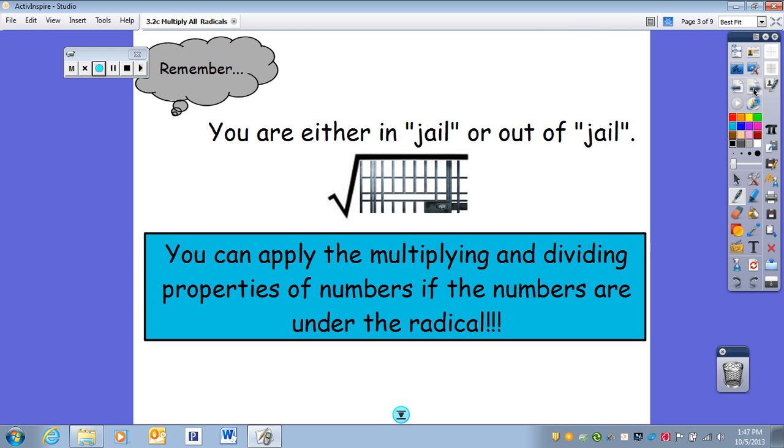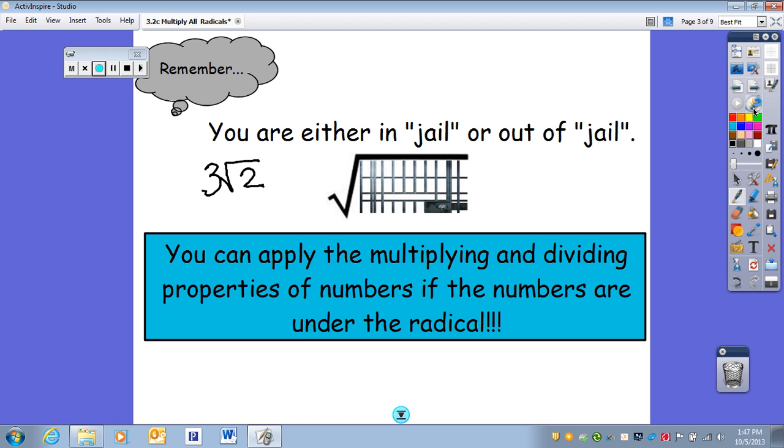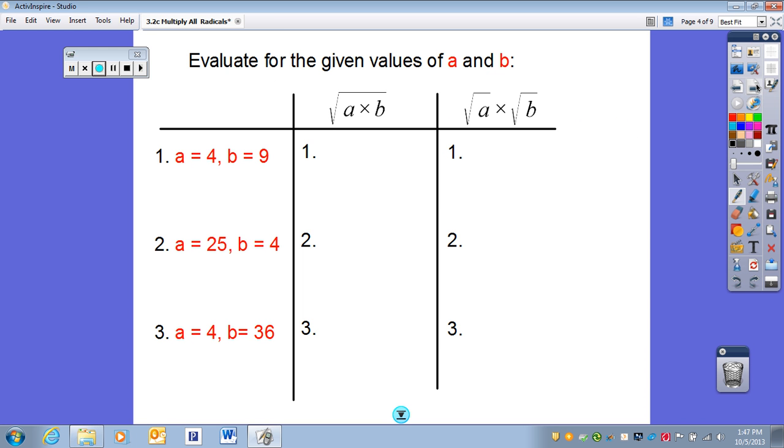Please remember you are either in jail or out of jail. That means that if we have an expression that looks something like this, 3 square roots of 2, we have two different pieces to this expression. We have the number that's outside and we have the number that's under the radical. And you can apply the multiplying and dividing properties of numbers if the numbers are both under the radical or they're both outside. Then they can either be multiplied or divided as long as they are the same type of number. So let's take a look at some examples first.